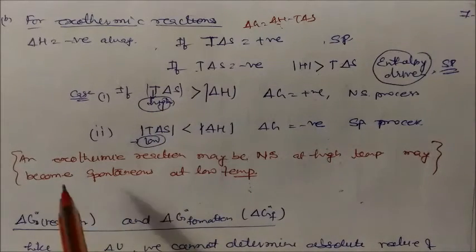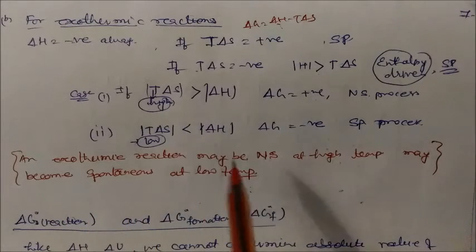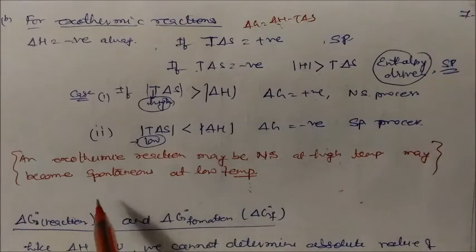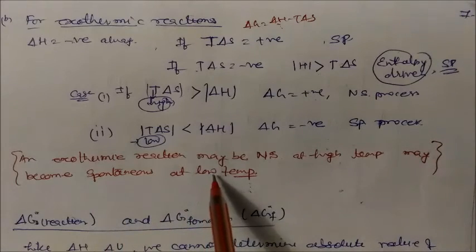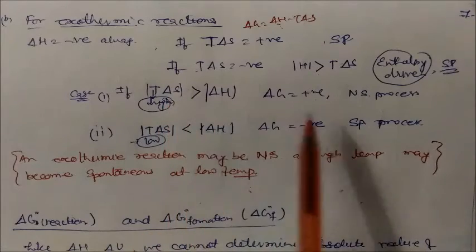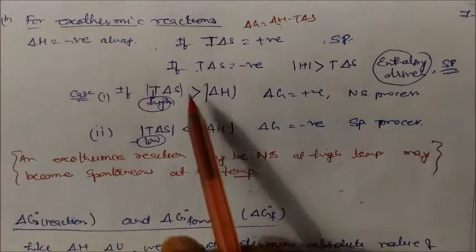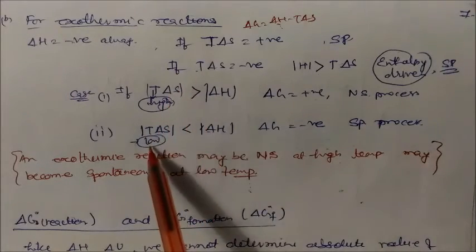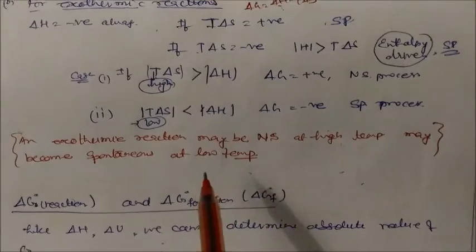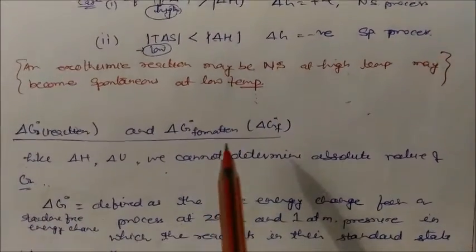So an exothermic reaction may be non-spontaneous at high temperature, but it can become spontaneous at low temperature. So we can convert this non-spontaneous process at high temperature into a spontaneous process when we decrease the temperature. So this is basically the significance of spontaneous and non-spontaneous processes for endothermic and exothermic reactions.